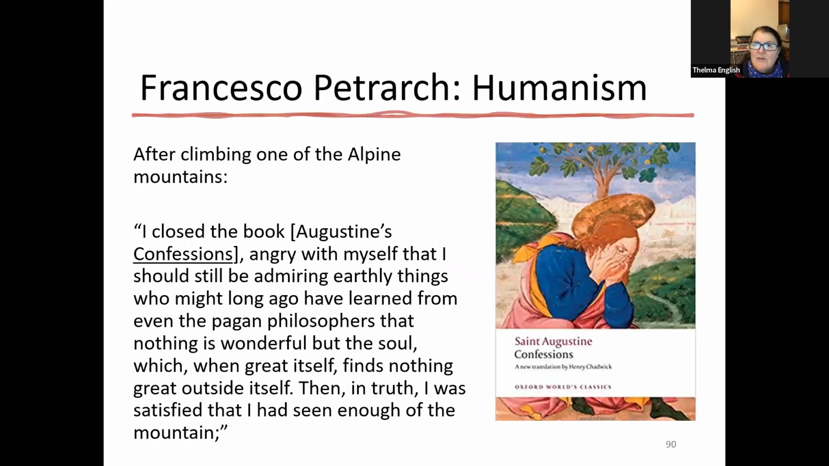After climbing one of the Alpine mountains, Petrarch writes, "I closed the book," and he's talking about Augustine's Confessions. "I closed the book, angry with myself that I should still be admiring earthly things, who might long ago have learned from even the pagan philosophers that nothing is wonderful but the soul, which, when great itself, finds nothing great outside itself. Then in truth, I was satisfied that I had seen enough of the mountain."